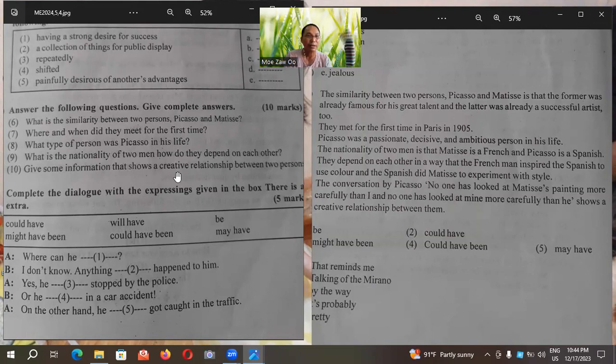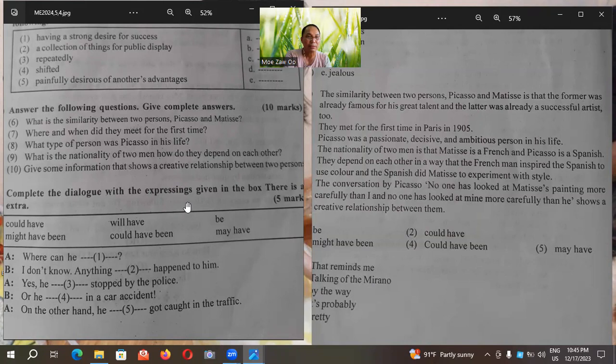Last one. Give some information that shows a creative relationship between the two persons. The conversation is by Picasso. No one has looked at Matisse's paintings more carefully than I, and no one has looked at mine more carefully than he. This shows a creative relationship between them.